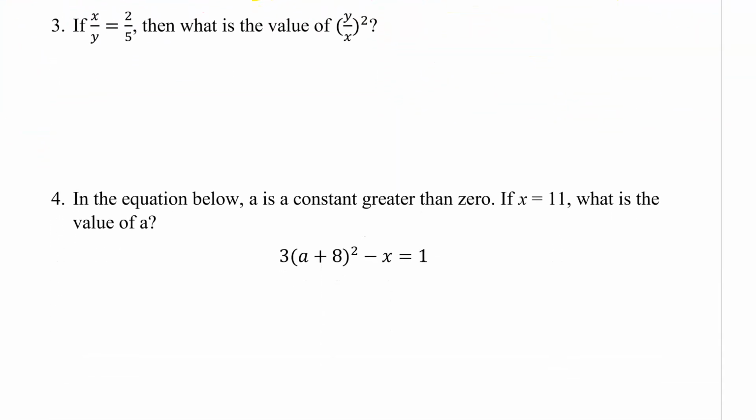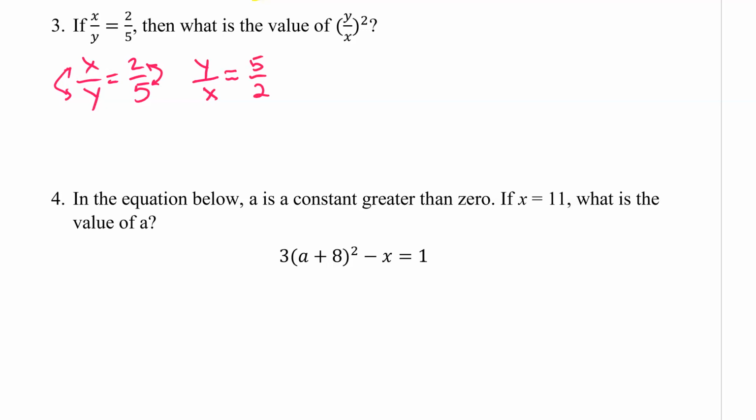Right, 2 more problems to go. So we've got x over y equals 2 fifths. And our question says, then what is the value of y divided by x squared? So well, y divided by x is going to be the reciprocal of our first statement. So y divided by x is 5 divided by 2.